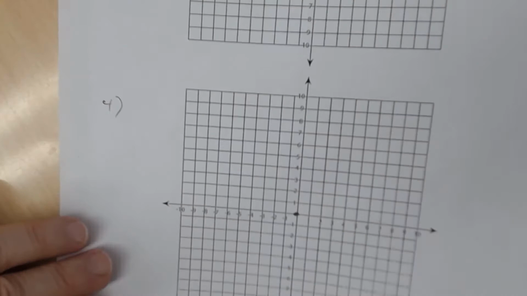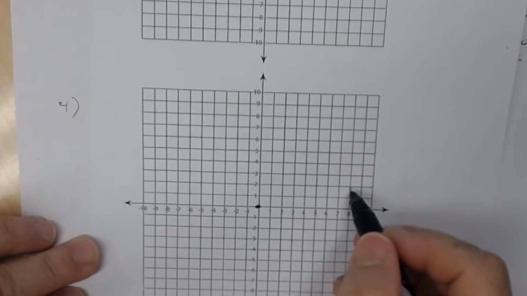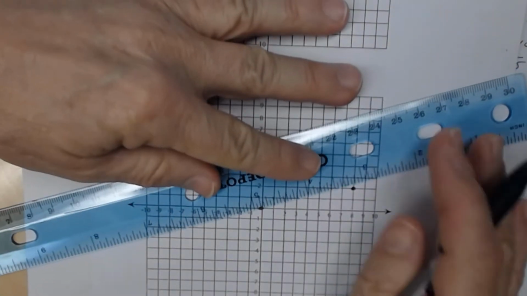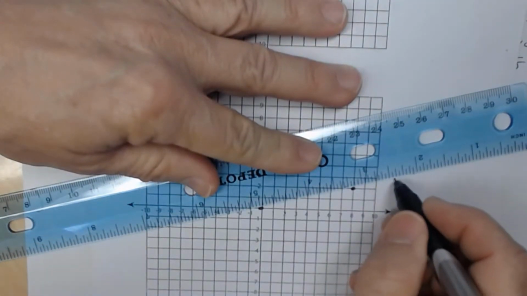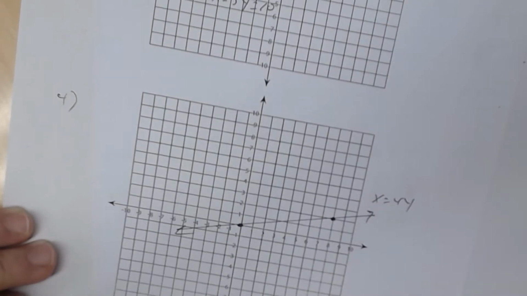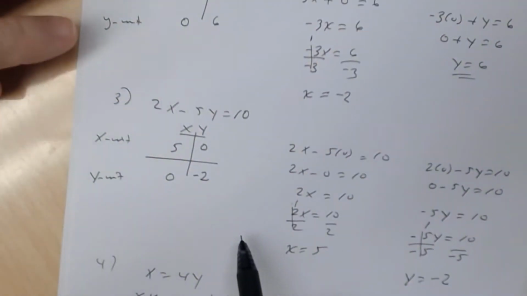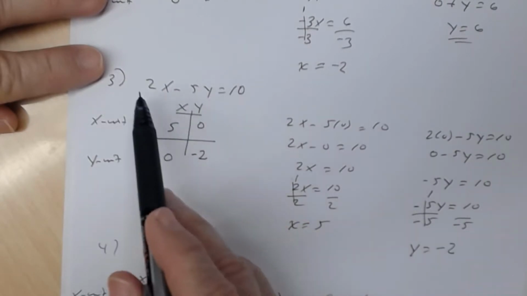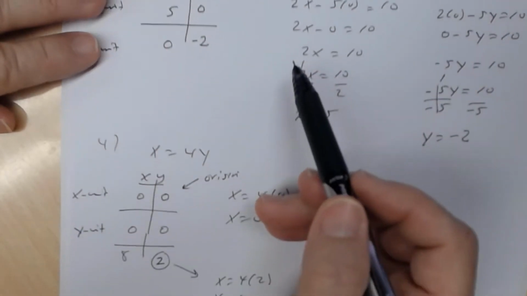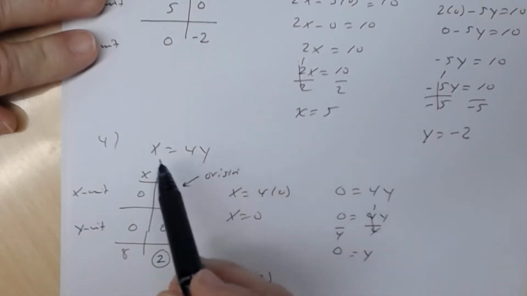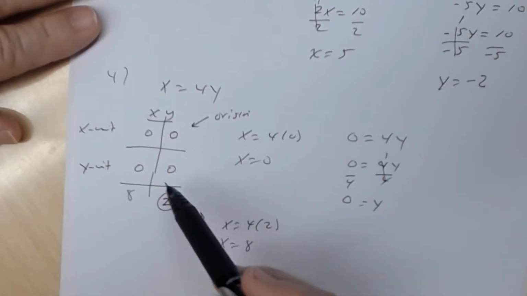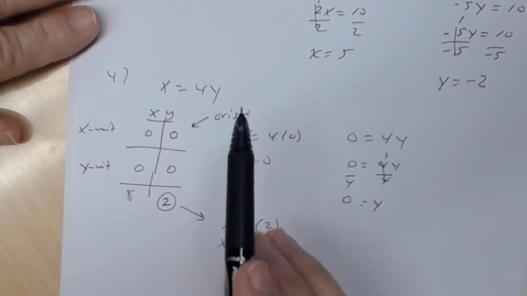So then all you do is plot the point (8, 2). So you go to the left 8, and then up 2. And this is the line that I need to graph. So that's the line x equals 4y. You may ask, what's the difference between number 4 and the other 3 in terms of the equation? Notice that when you look at number 4 versus, let's say, number 3, that had a constant. You had an x term, a y term, and a constant. Here, all you have is an x term and a y term, but you don't see a constant anywhere. So that's why you end up with the origin being both the x and y-intercept, because there's no constant.